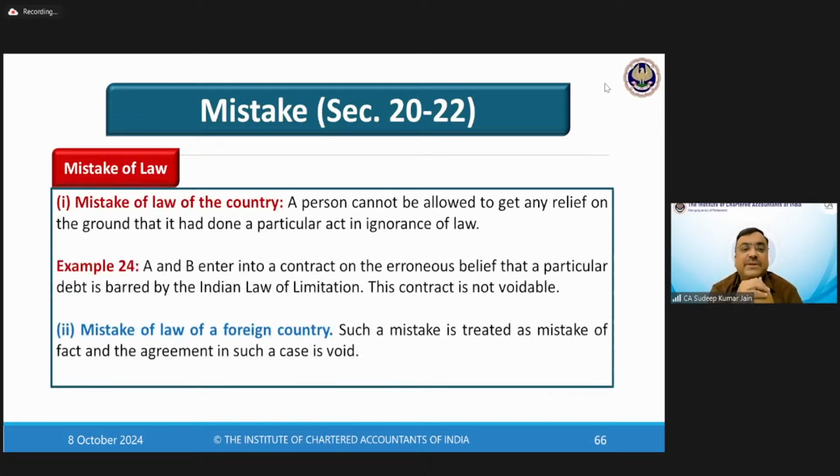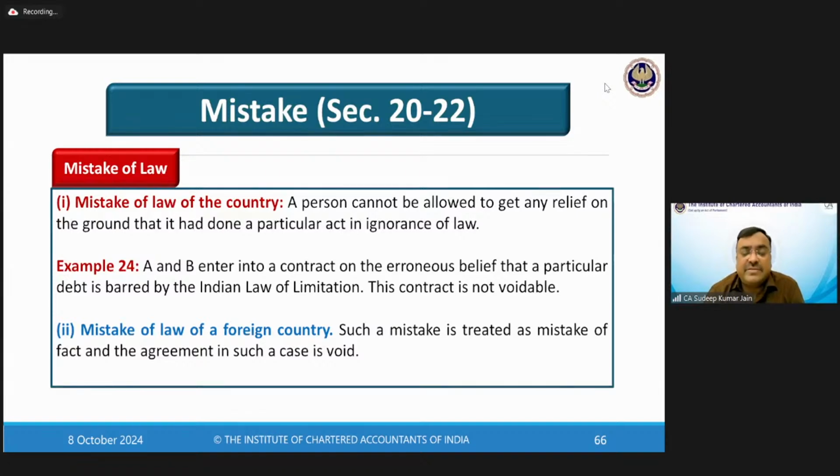Mistake of law. Mistake of law of country. I think you can understand this concept with the line that any person of the country is presumed to have the knowledge of the law of the country. अगर मैं इंडिया में रहता हूं, तो ये माना जाएगा कि मुझे अपने देश के कानून की जानकारी होगी. A person cannot be allowed to get any relief on the ground that he had done a particular act in ignorance of law. कोई भी इंसान ये नहीं कह सकता कि अपने देश के कानून की जानकारी नहीं थी, उसने गलती से काम कर दिया. Suppose you are crossing on the red light and you are saying that I don't have the knowledge whether I have to stop my vehicle on red light, right? So a person cannot be allowed to get any relief on the ground that he had done a particular act in ignorance of the law.